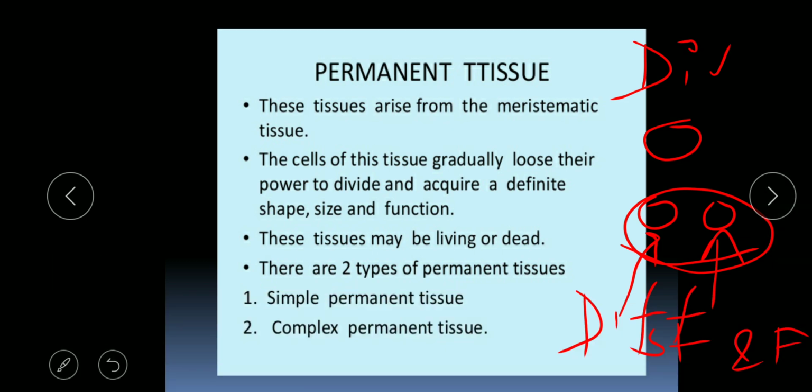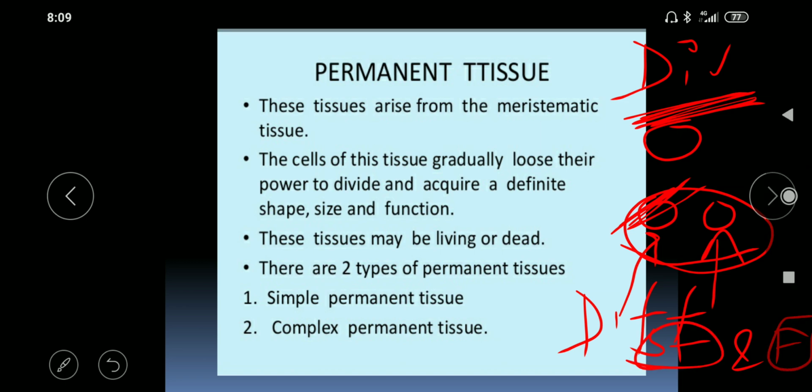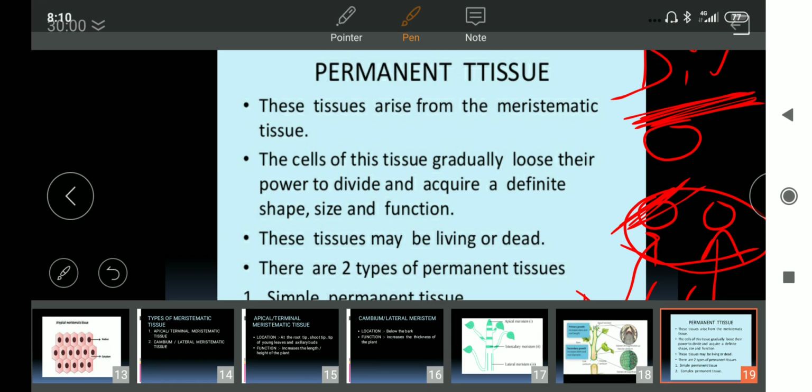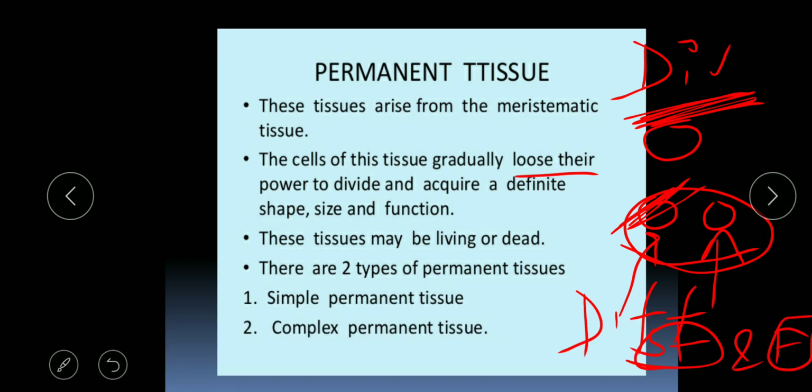So meristematic cells will undergo only cell division, whereas the permanent tissue cells will undergo the process of cell differentiation. After cell division, they undergo cell differentiation, and as a specific structure and function is assigned to this group of cells, these cells will lose the capacity to divide.